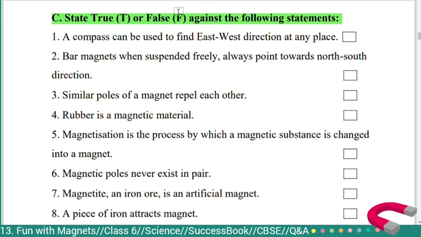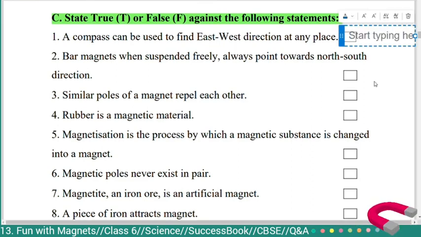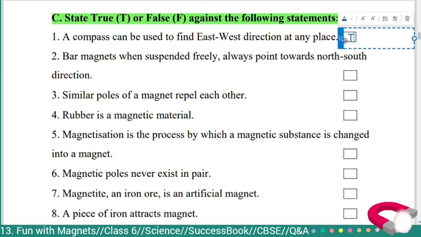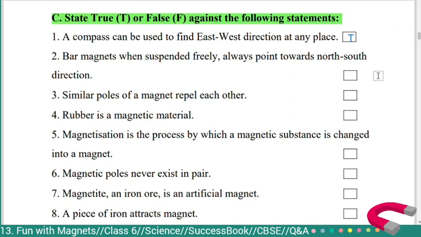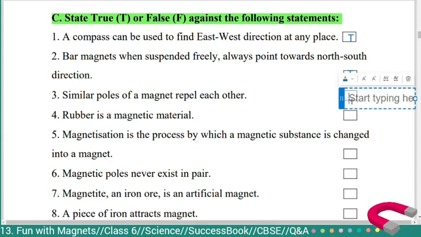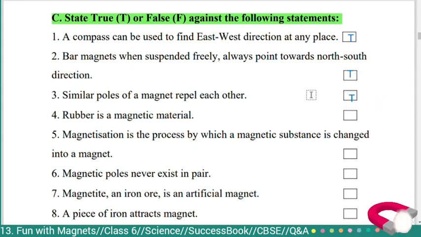So this one is true. Second one, bar magnets when suspended freely always point towards north-south direction. This is also true. Third, similar poles of a magnet repel each other. This is also true. Fourth, rubber is a magnetic material. This is false.